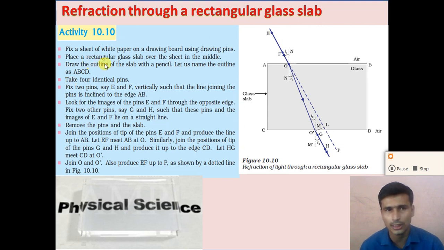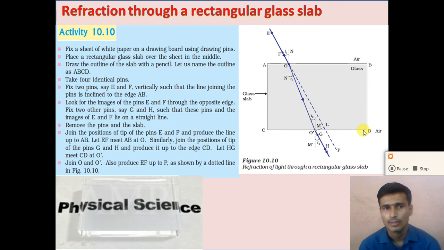Now draw the outline of the slab with a pencil and let us name the outline A, B, C, D. Now see in the figure, right? If we take one white sheet and place a rectangular glass on the middle of the white sheet and draw the outline of the rectangular glass and name it A, B, C and D, here we get the four different lines of the glass slab, right? A, B, C and D.